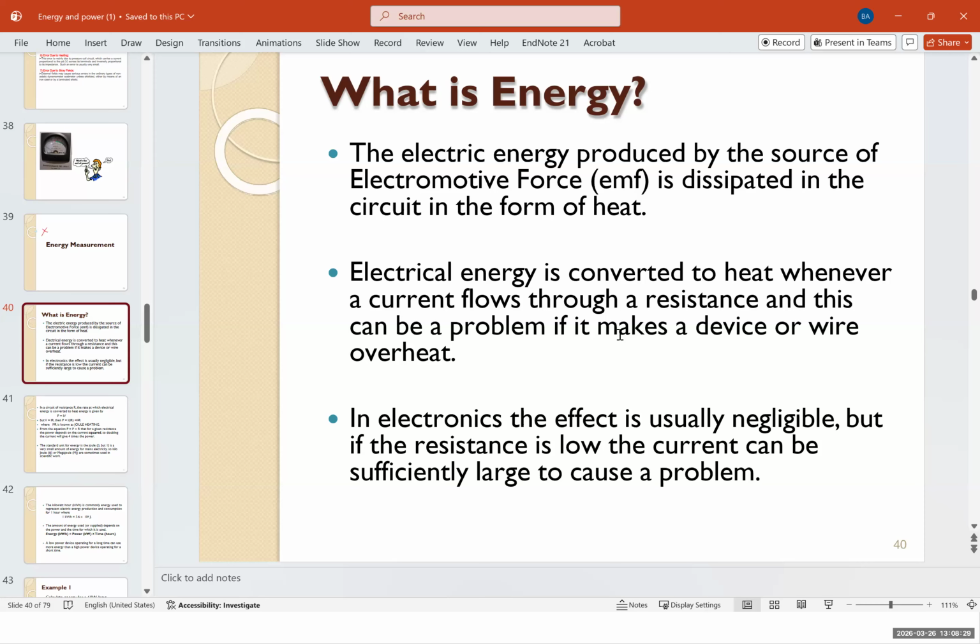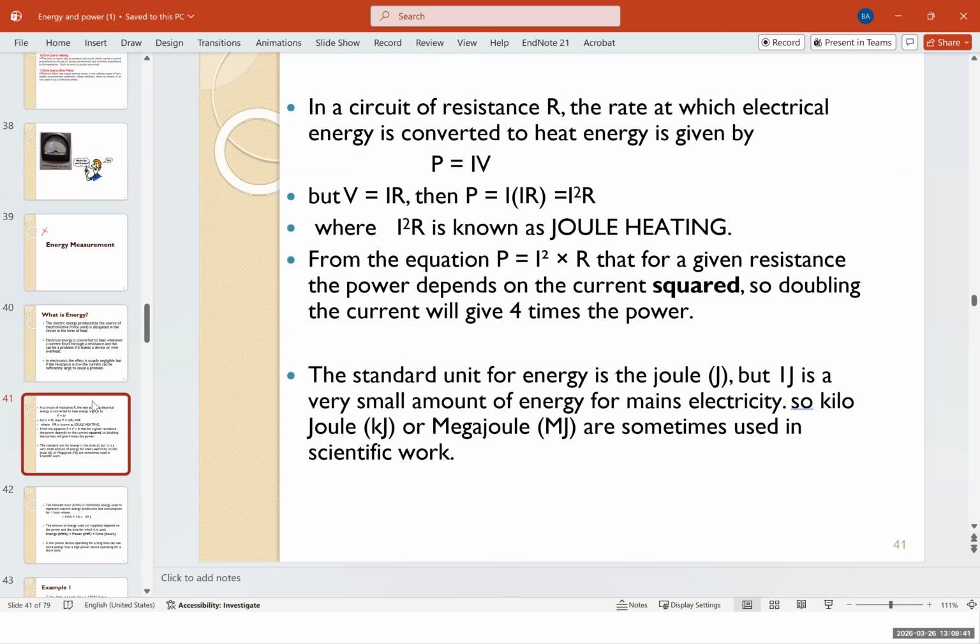Electric energy is converted to heat whenever a current flows through a resistance, and this can be a problem if it makes a device or wire overheat. Usually, if we have high currents, that's going to be a problem. So we want to be able to limit the current as well. That's the reason we use current limiters.